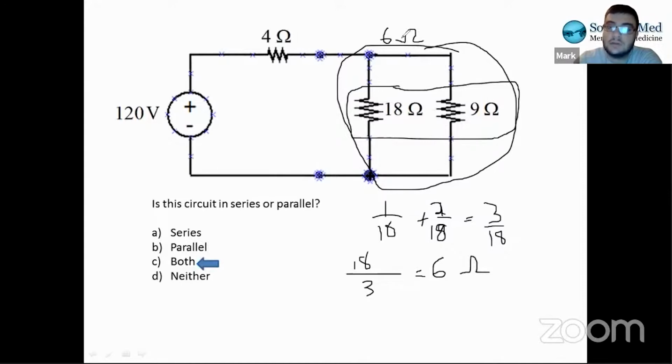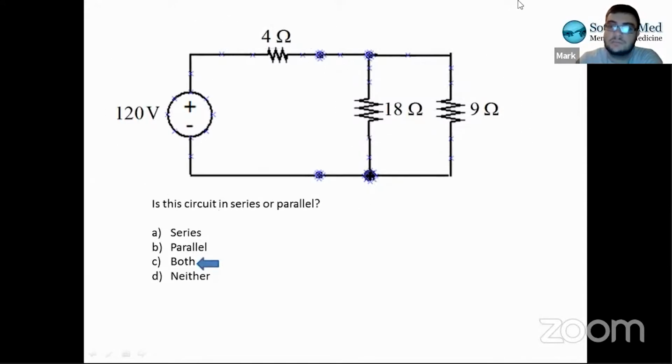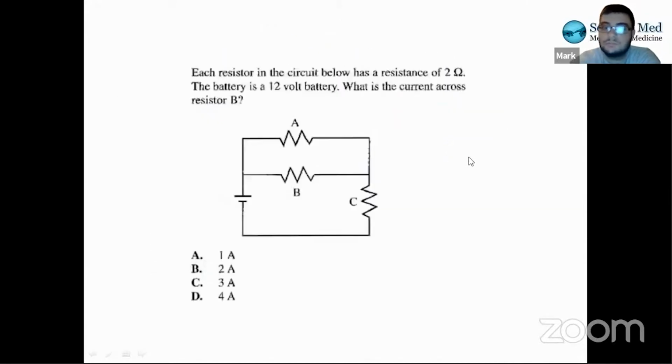Now this whole thing together is in series with this one. So what you would do to find the total resistance of everything is 4 ohms plus 6 ohms equals 10 ohms. And that's because we're using the series resistor rule, which is R1 plus R2 equals R total. R1 is 4, R2 is 6, R total is 10. Very easy, very simple. Okay, any questions before I move on to another poll question?